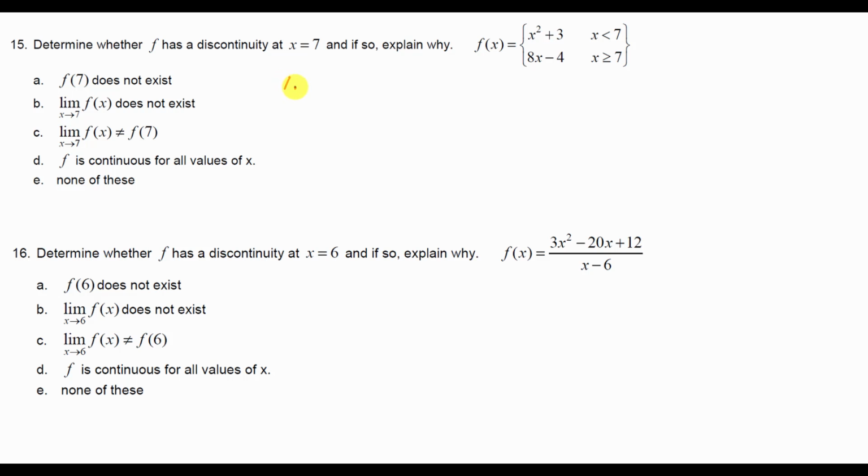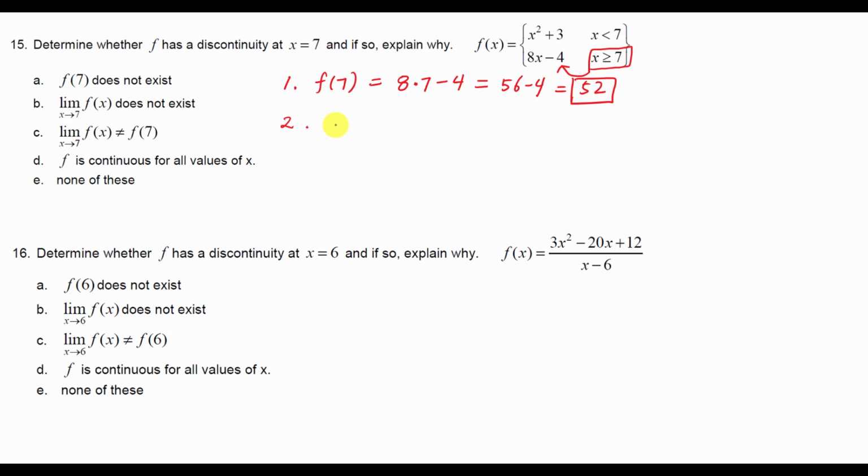First condition, what's f of 7? We see 7 is included in this domain, so we're going to plug it into this function. So f of 7 does exist, and it is 8 times 7 minus 4, which is equal to 56 minus 4, which is 52. Number 2, let's find out whether the limit as x approaches 7 exists.